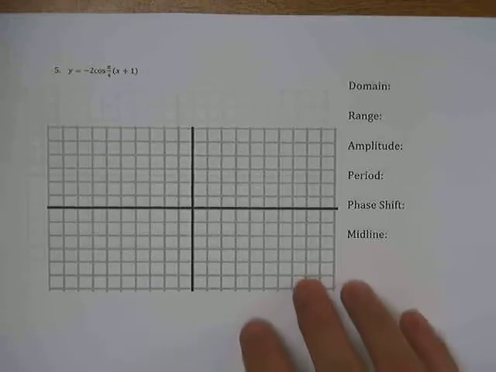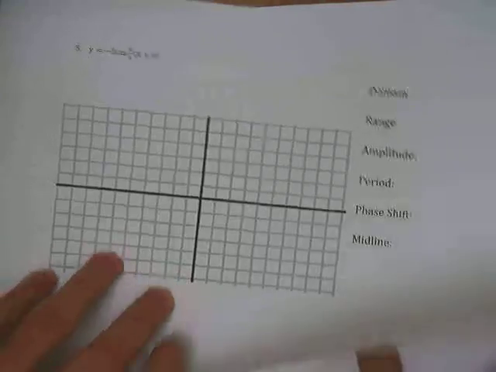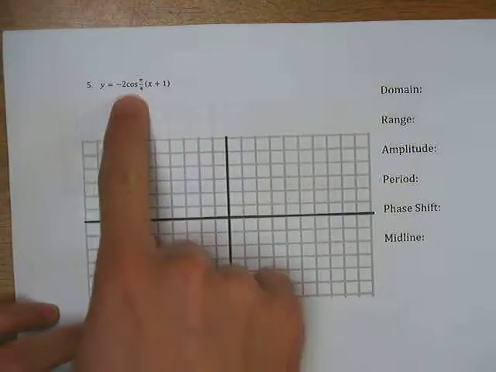Important thing to recognize about this is that that b value was multiplied in. If it is, you do have to factor it out. Otherwise, you're going to identify your phase shift as the wrong value.